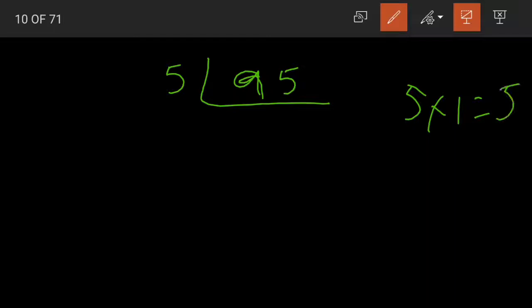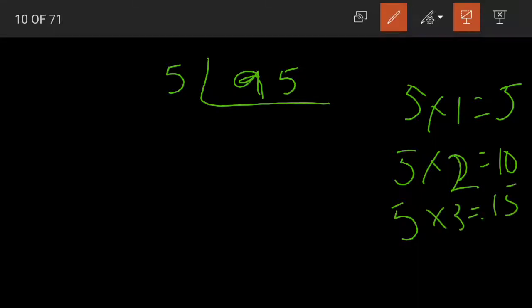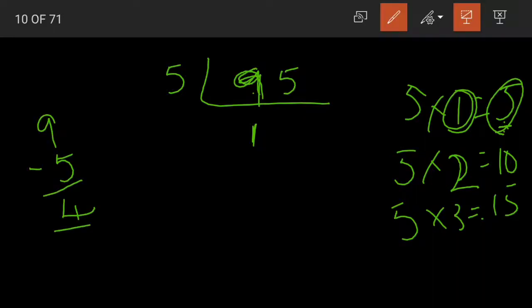Coming to the fourth one, 95 divided by 5. Now first we have 9. If you look at the fifth table, we have 5 ones are 5 and 5 twos are 10, 5 threes are 15. Do we have 9 in the fifth table? No. So we are going with just the lesser number, that is 5. How many times is it? 1. 5 ones are 5. But what do we have here? 9. What did we take? 5. So what is remaining? 4 is remaining. 9 minus 5, 4.